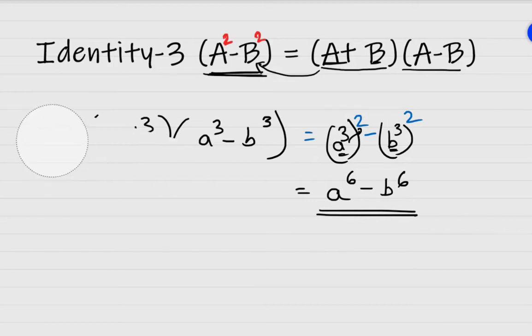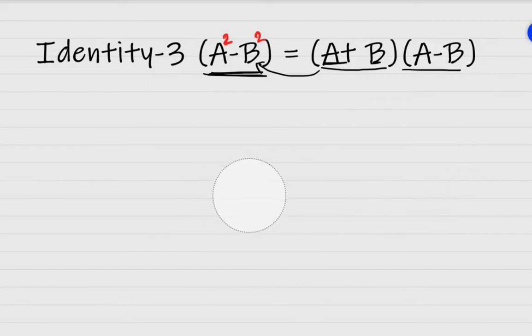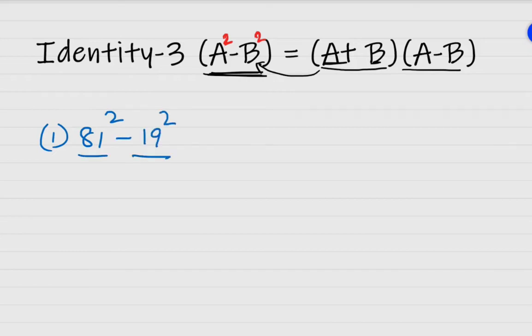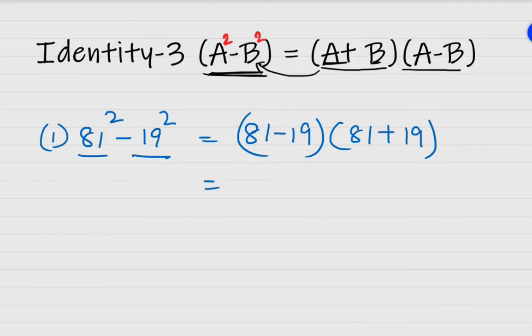Now children, let us see another type of question. One more type of question which children encounter in this worksheet is, suppose you are given 81 square minus 19 square. If you consider 81 as A and 19 as B, then it will become (81 minus 19) into (81 plus 19). See, now 81 plus 19.